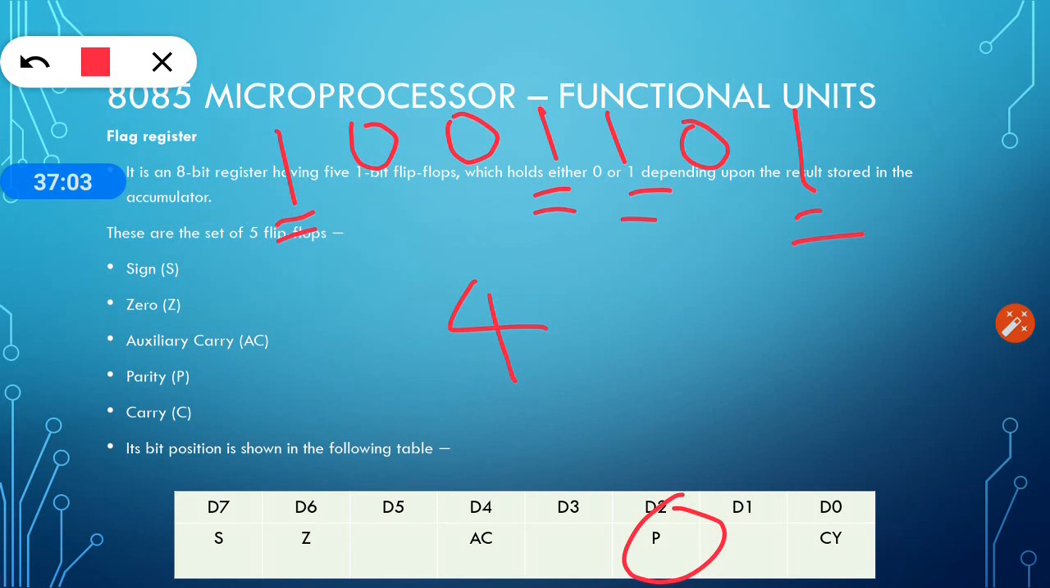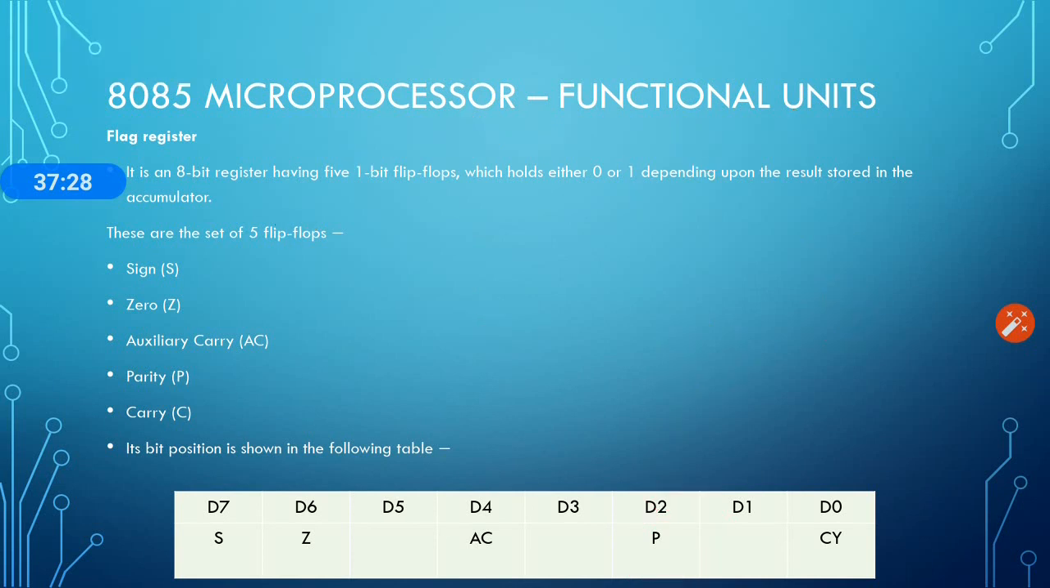So if the parity is even, this parity bit becomes 1. And if the parity is odd, that means the count of the number of ones present in the 8-bit data is odd, then the P bit is 0 at that time. Okay, so now there is no kind of confusion regarding your flag register.